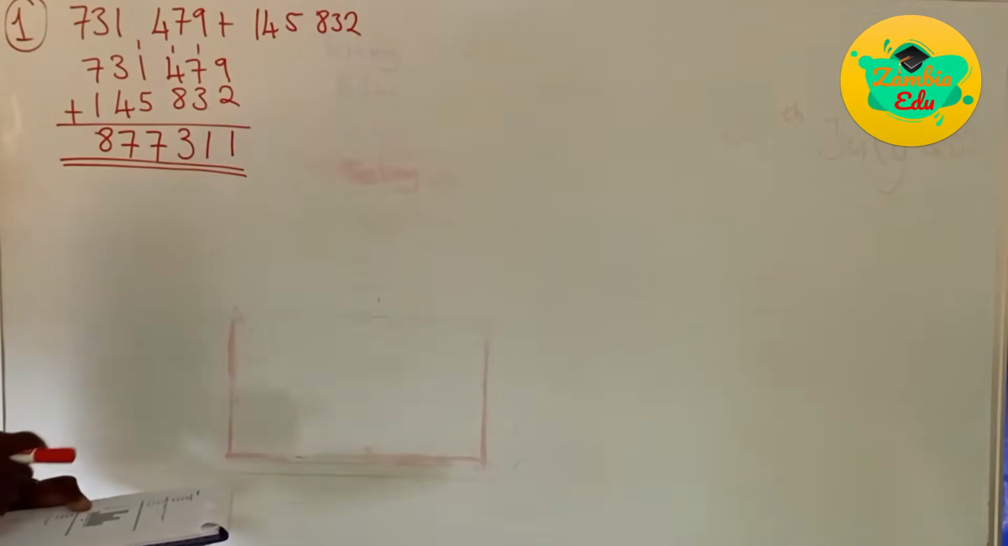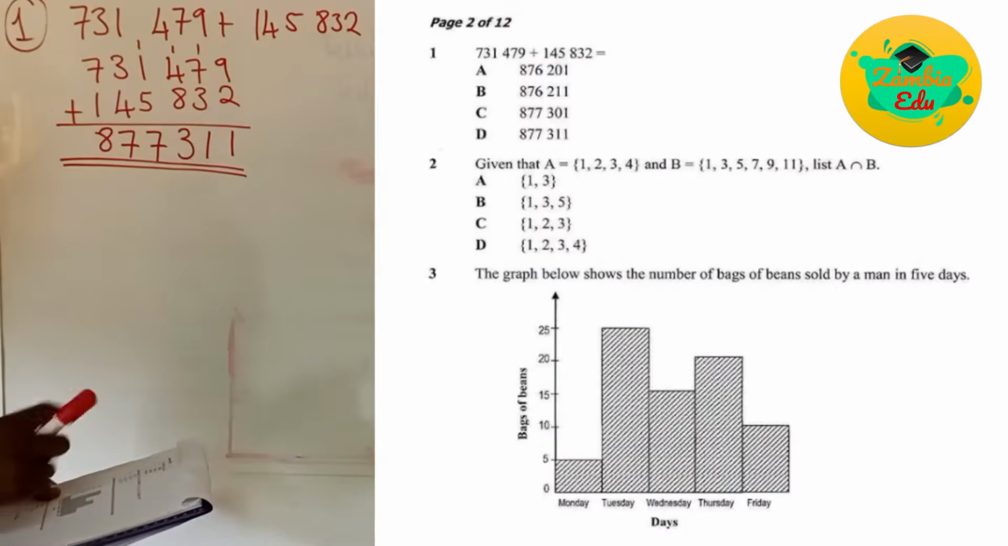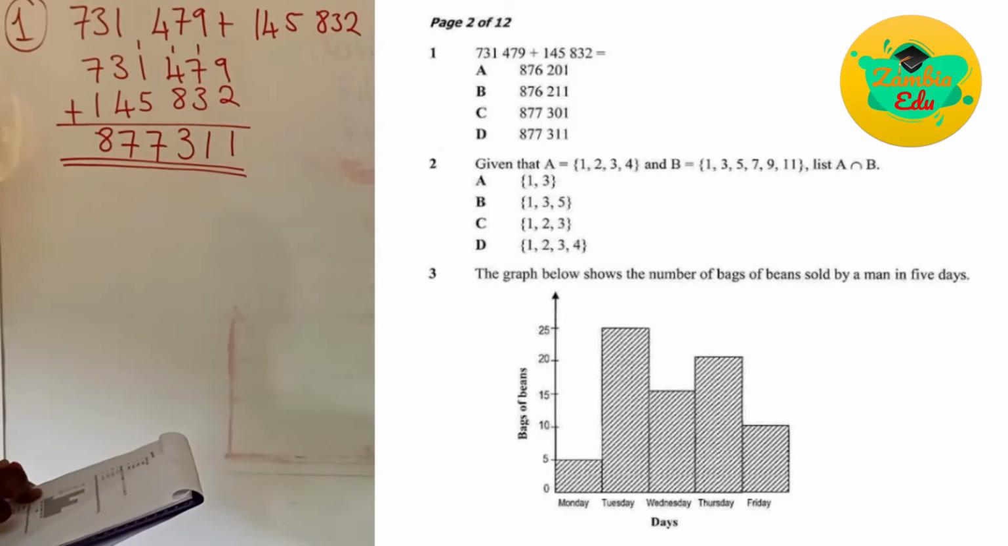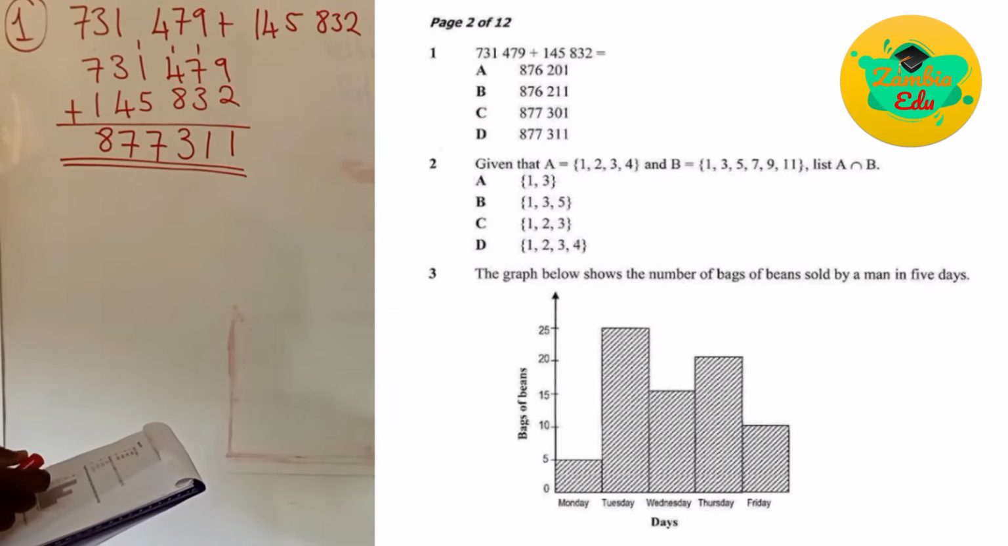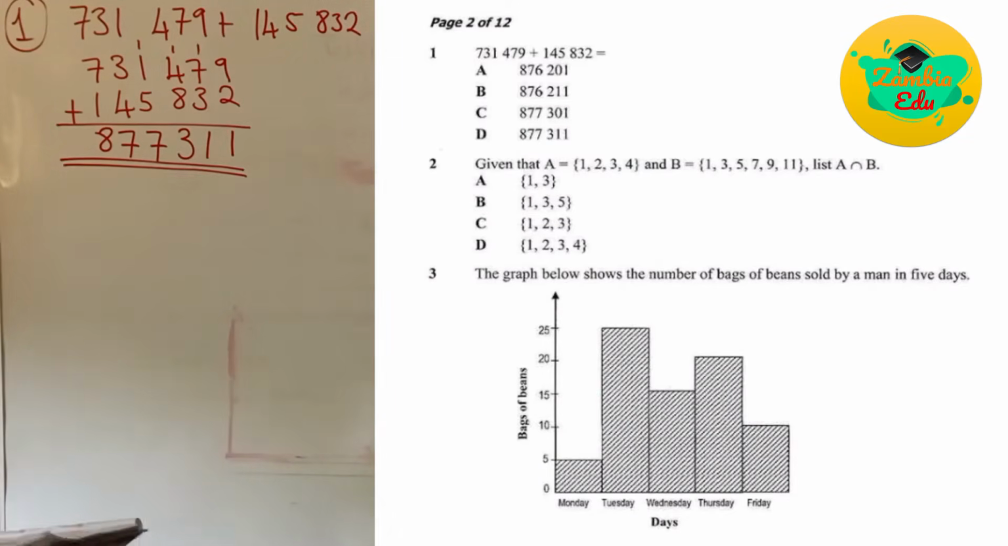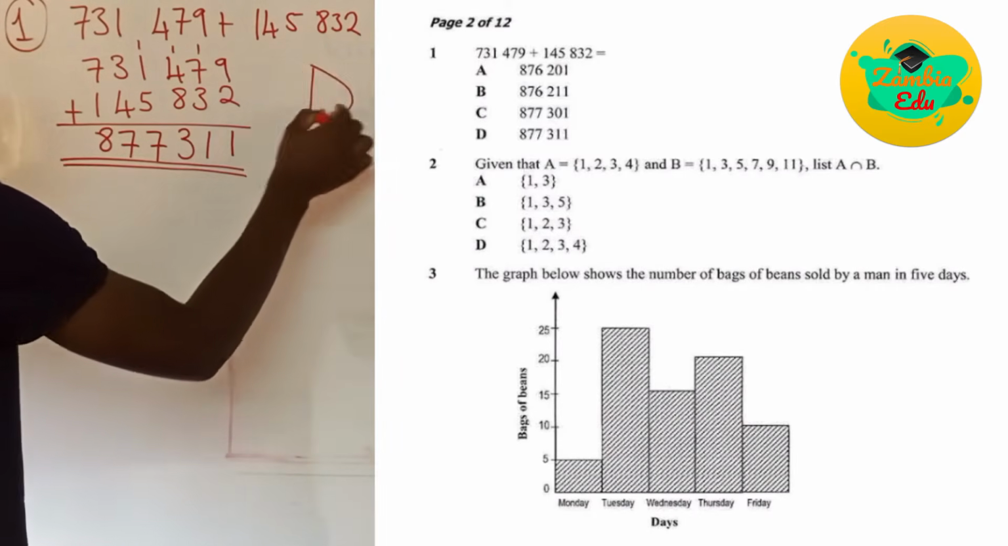And if we look at our multiple choice which we have been given, A has 876,201. B had 876,211. C had 877,301 and D had 877,311. And so in this case, we conclude that our answer for number 1 was D.